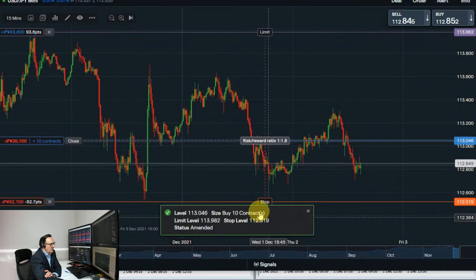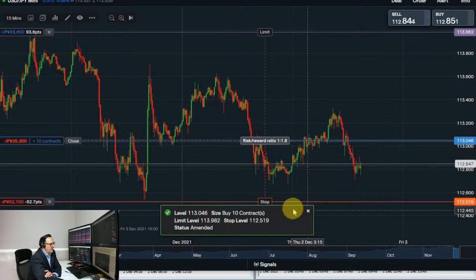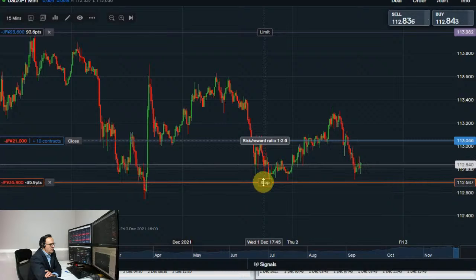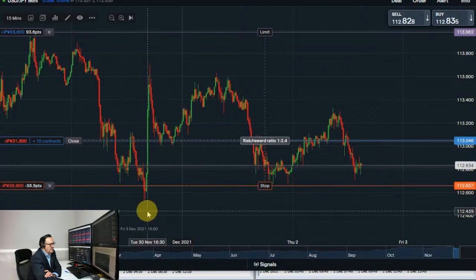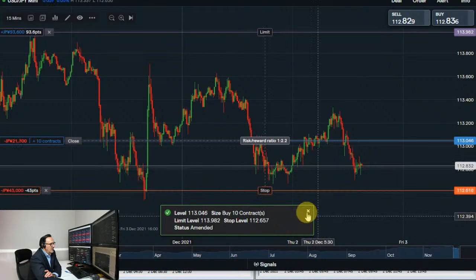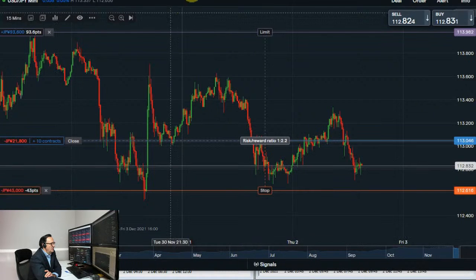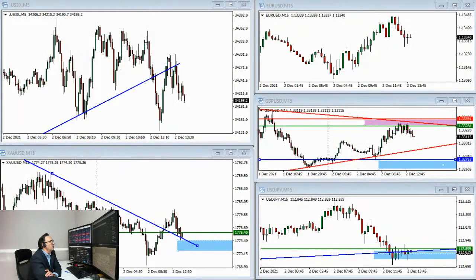So not the greatest risk to reward ratio, 1.8 to 1, but you know, maybe I was too generous with my stop here. I'll put the stop slightly tighter, 112.60 or thereabouts. So that's where I am with dollar yen as well. This is currently a losing trade, but I am happy to keep it open. That's where I am. So short Dow, long gold, long yen, short cable, short euro. These are my trades at the moment.